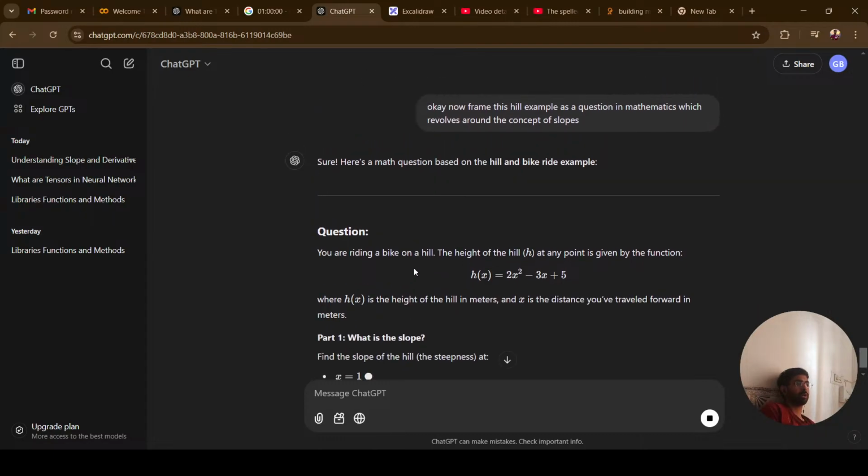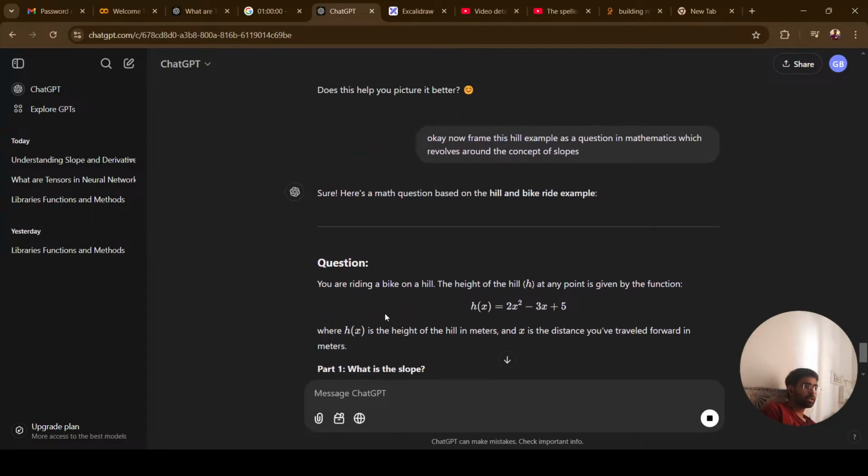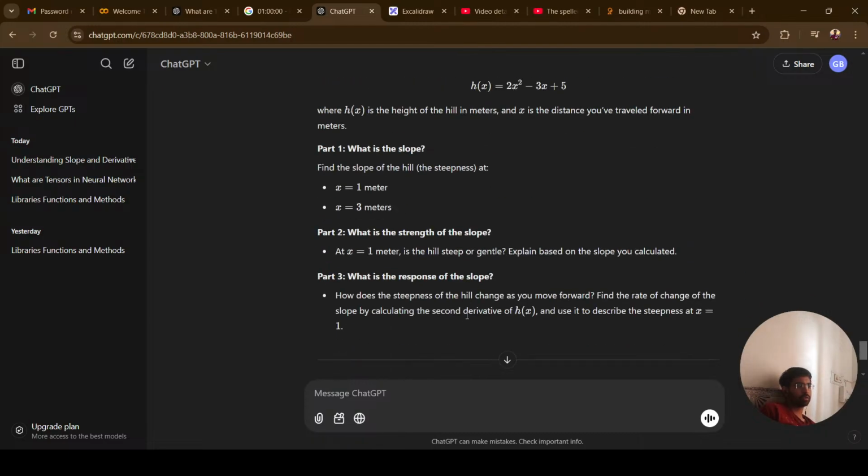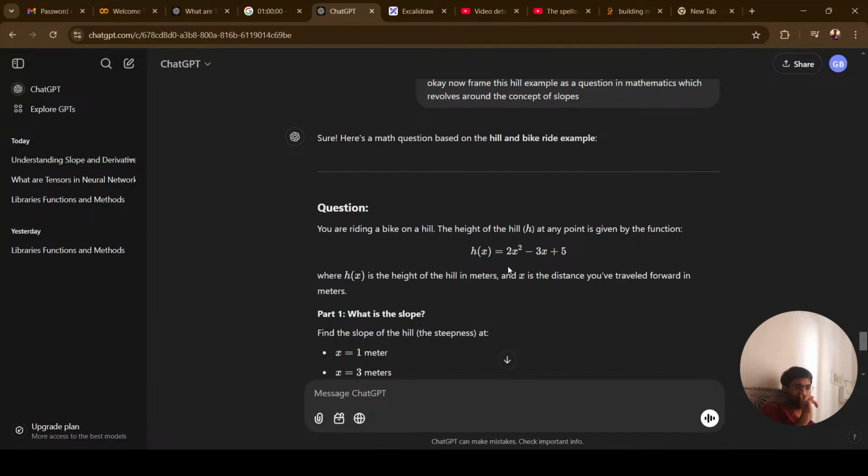You are riding a bike on a hill. The height of the hill at any point is given by the function 2x square minus 3x plus 5, where h(x) is the height of the hill in meters and x is the distance you have traveled forward in meters. So what is the slope? Okay, this is good. This is how we are going to solve it.